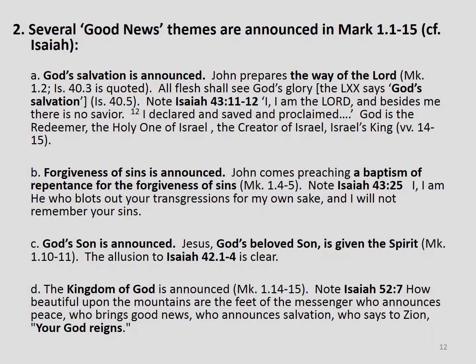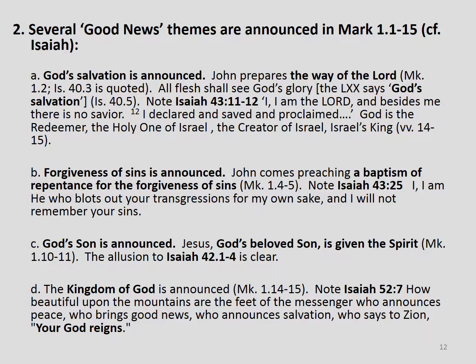Several good news themes are announced in Mark 1:1 through 15. Firstly, God's salvation is announced. John prepares the way of the Lord. All flesh shall see God's glory, or God's salvation, as we read in Isaiah 40 verse 5. Note Isaiah 43:11-12: "I am the Lord, and beside me there is no Savior. I declared and saved and proclaimed." God is the Redeemer, the Holy One of Israel, the Creator of Israel, Israel's King, is the language we find in verses 14 and 15 of chapter 43.